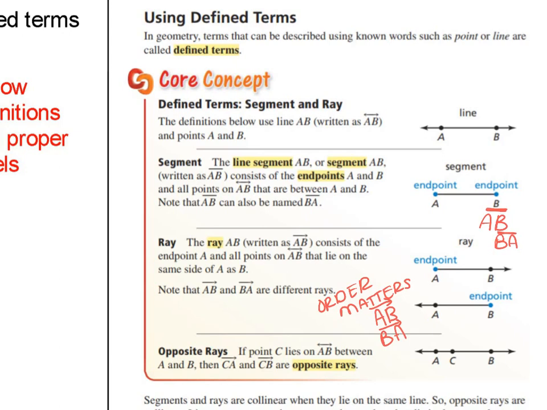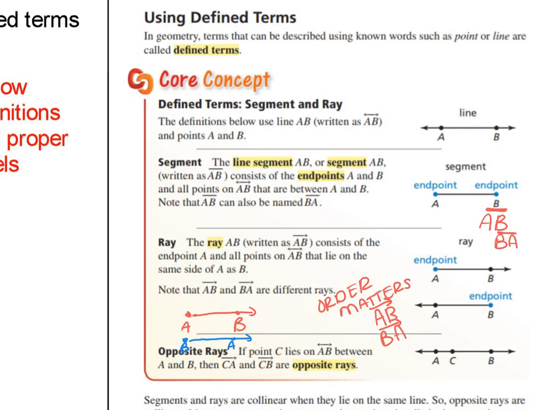So what ray AB tells me is I have an endpoint at A, and it extends forever in B's direction. What ray BA tells me is that I have an endpoint B, and it extends forever in A's direction. Okay?